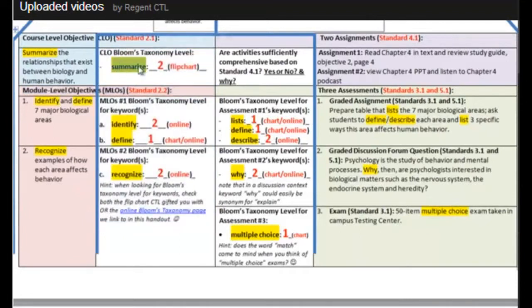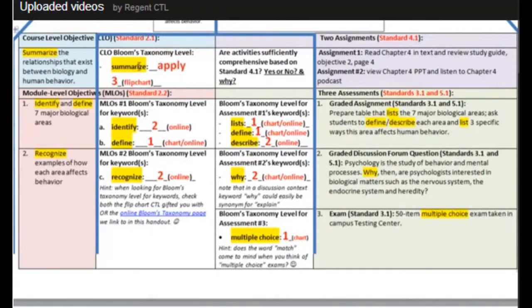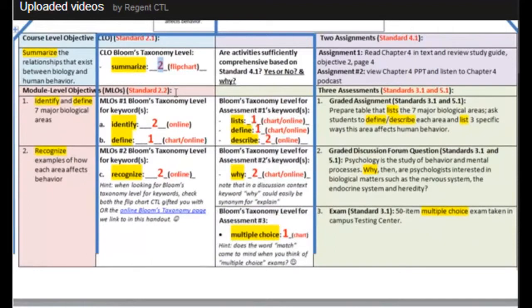If the keyword here had been a different one, let's pretend apply, that would be a level 3. If that's a level 3, then the course is not in alignment because none of the module level objectives are measuring student learning at a level 3 of Bloom's, and none of the activities or assessments are measuring learning at a level 3. So the idea is we cannot have assessments that measure the student's learning at a higher level than what you set out to measure in your module and your course level objectives.